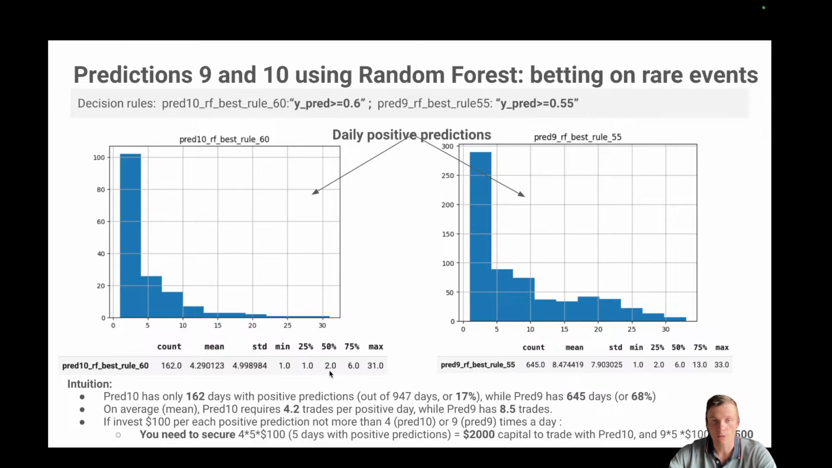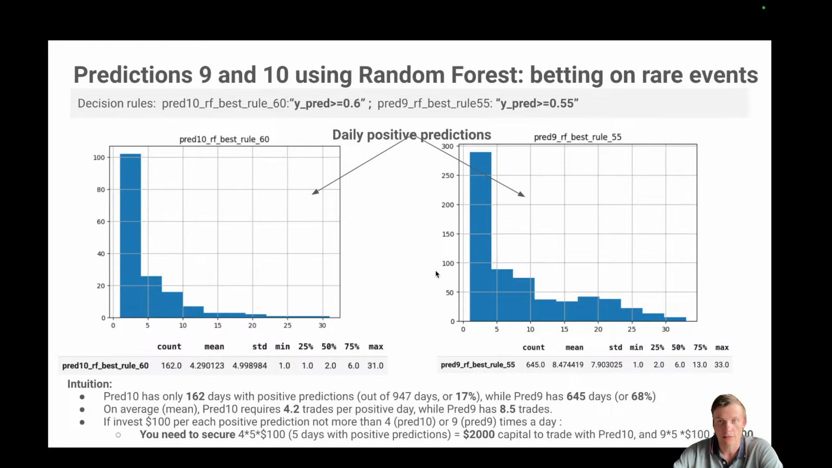We can say that we won't be trading for these rare events, and we will trade only up to 6 positive predictions, and here up to 13 positive predictions. So we can disregard other positive predictions because we won't have money to do that if there are many positive predictions in a row in 5 days. So that's how you can see that's 2 predictors, predictor 10 and predictor 9.